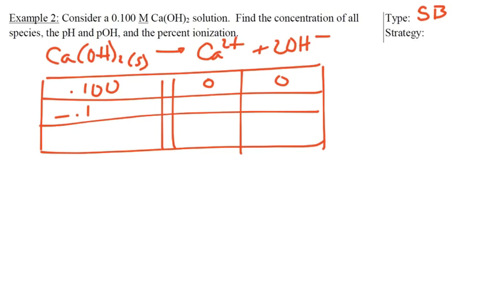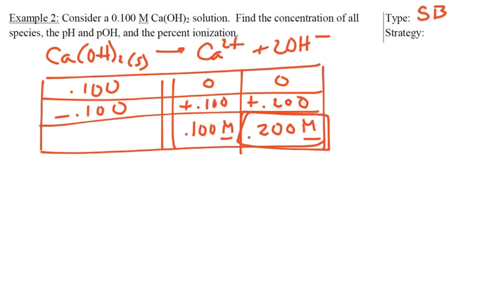Okay, again, we're going to say that this all breaks up, so this would be positive 0.100, and this one is positive 0.200. So this is 0.200 molar, and that's important because the OH minus concentration is going to be what affects our pH. So again, if we want to go back and say, well, what do we know?